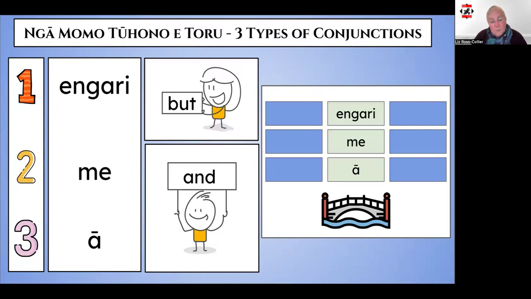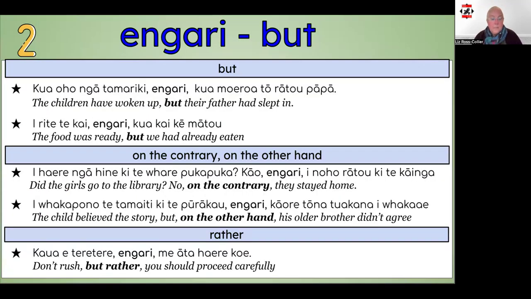In this video, I'll be introducing you to three kupu tūhono Māori: engari, which means but, and me and a, which both mean and. The first tūhono I'm going to be talking about is engari. It translates most simply as but, but it can also mean on the contrary, on the other hand, or rather. Let's look at a few examples.